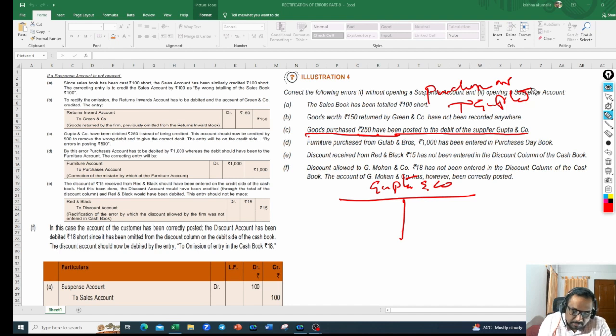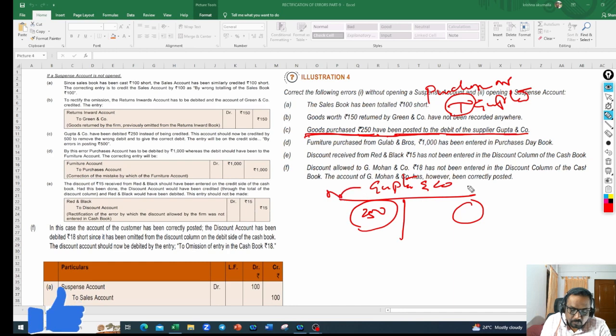Now, what are we supposed to do with Gupta? Gupta account has to be credited. But what did they do? Goods purchased 250 have been posted to debit of the supplier Gupta account. They debited Gupta account for 250. They are supposed to post it on the credit side, but they posted it on the debit side. So we need to rectify this. The mistake happened only in one account, a single account, Gupta account.